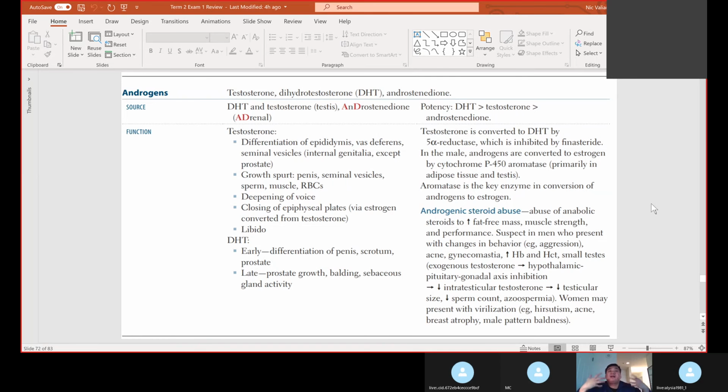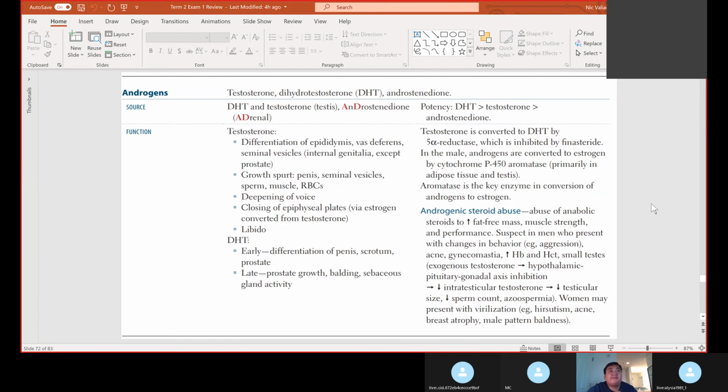Your testicles are going to shrink, and your sperm count is going to shrink. Yes, you are building your muscle mass, you're looking good, right? However, you are becoming infertile. You are decreasing your testicular size and the sperm count. For girls also, decrease in libido, just like in the men. You can have hirsutism, acne, and male pattern baldness.